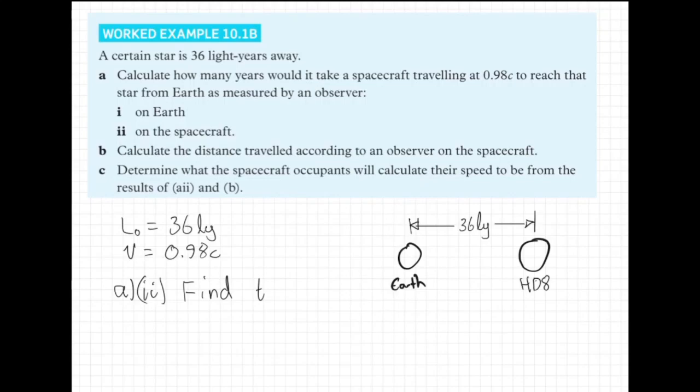So we can just do v equals d over t, or let's quickly rearrange for t. So t equals d over v. Is that right? V equals d over t. Yep. So it goes the opposite. Our distance in this case is L0, and our v is just v. And we get 36 light years divided by 0.98 c.